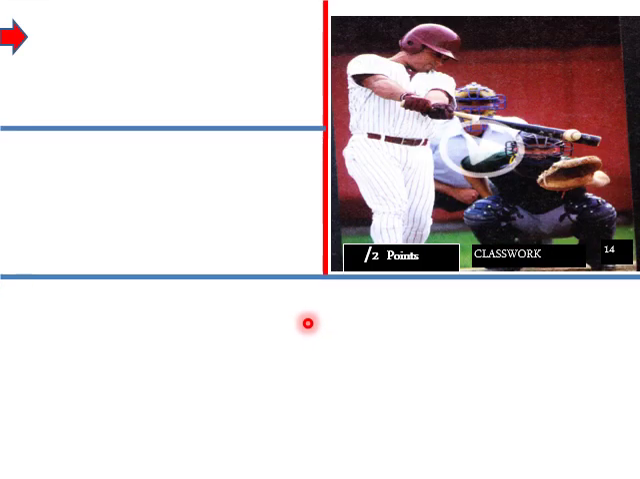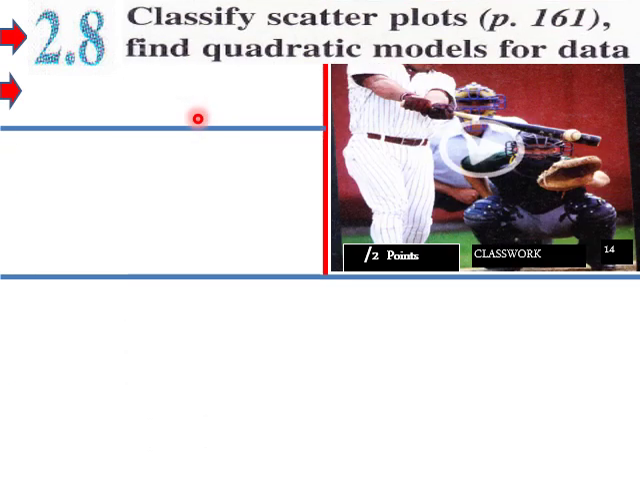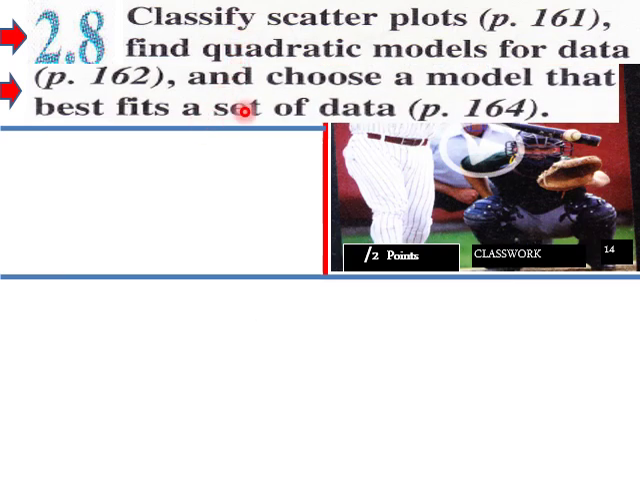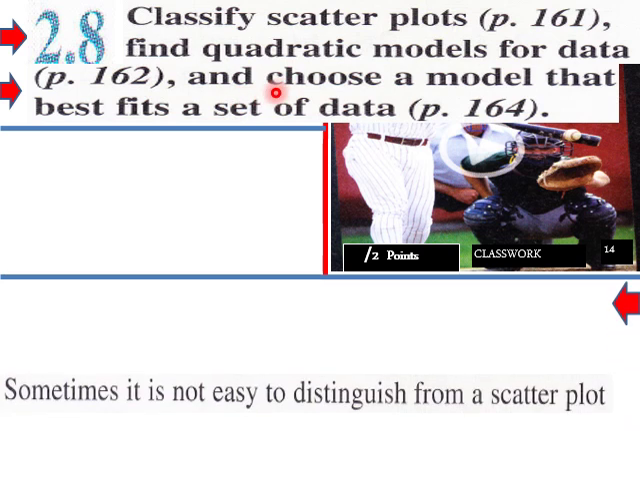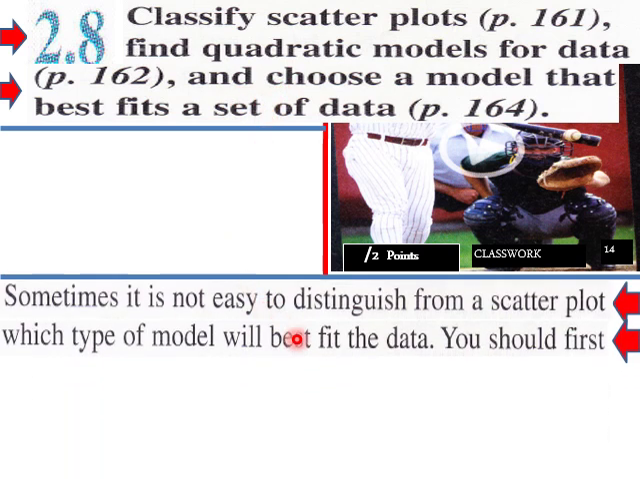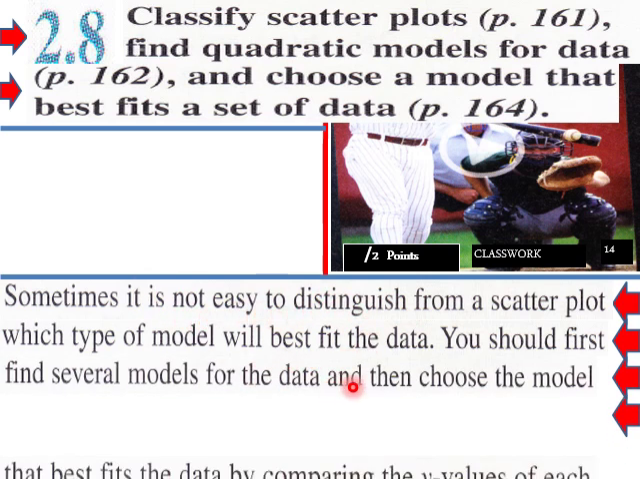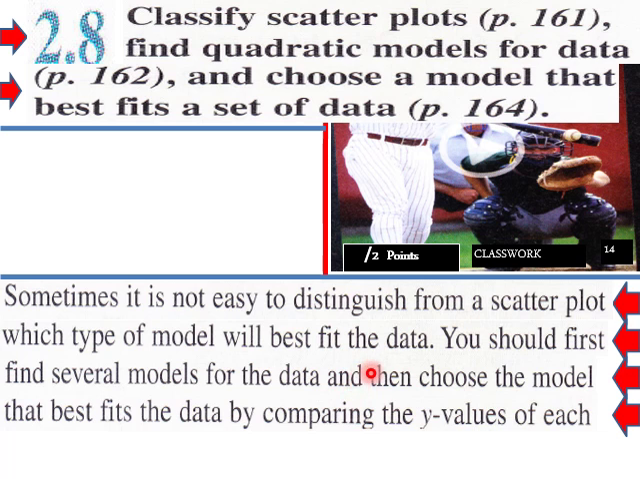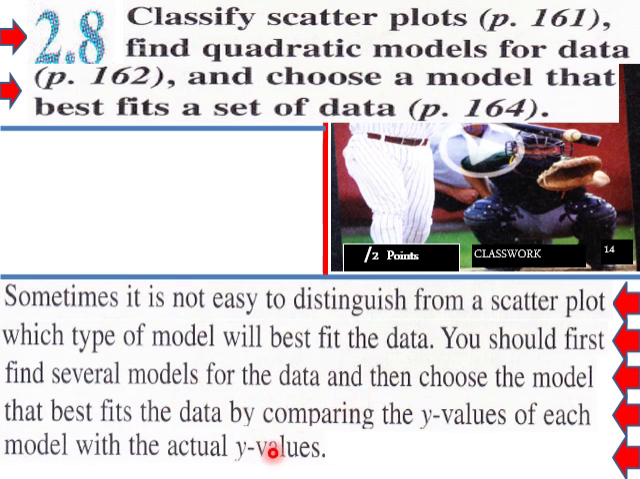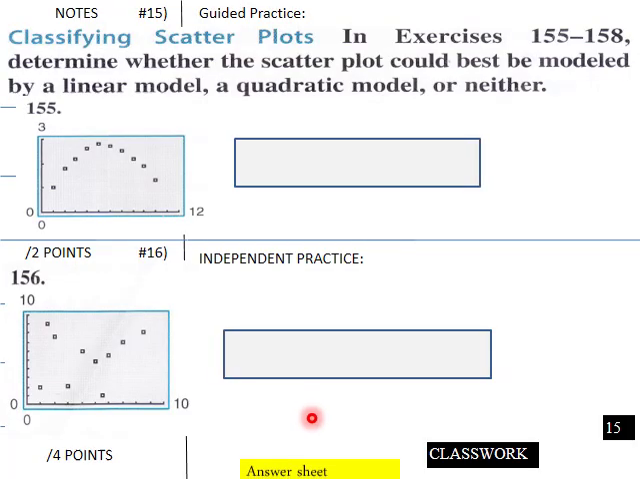And then into 2.8. 2.8, classify scatter plots, find quadratic models for data, and choose a model that best fits a set of data. So sometimes it's not easy to distinguish from a scatter plot which type of model best fits the data. You should first find several models for the data and then choose the model that best fits the data by comparing y values of each model with the actual y values.